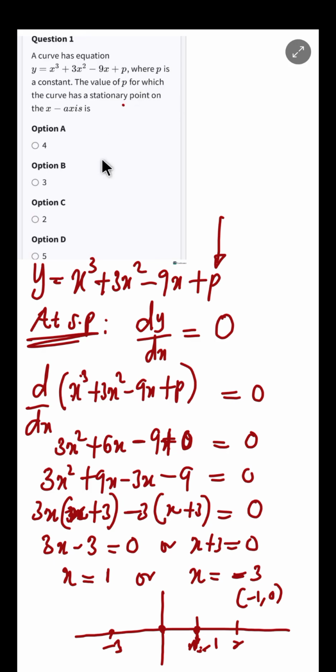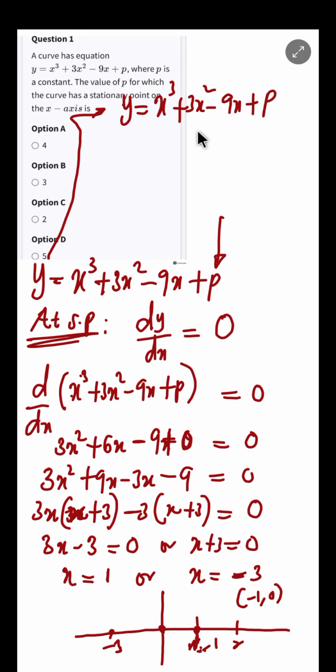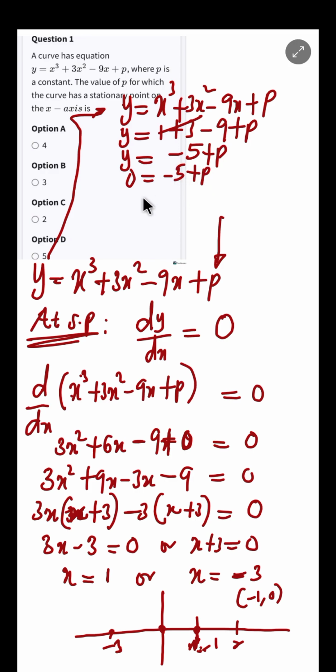So now let's recall what we have here. Initially, you have y equals to x cubed plus 3x squared minus 9x plus p. Now I want to solve for p. Let's take the first value for x. When x is 1, we are going to have 1 cubed, that's 1, 3 times 1 squared, that's 3, minus 9 times 1, that's 9, plus p. Then we have y equals to 4 minus 9, that's minus 5 plus p. The corresponding value for y on the x-axis is 0. So p is equal to 5, which comes out as option D.